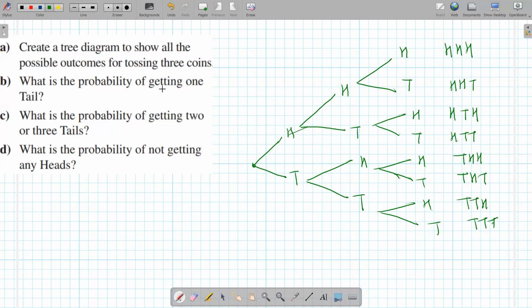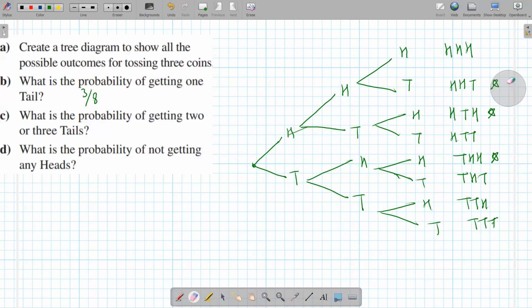Now this one's saying, what's the probability of getting one tail? So how many of these have one tail? You have this one, this one, this one, and that's it. So what would be the answer? Probability of getting one tail: 3 out of 8. There's 8, right? 5, 6, 7, 8.